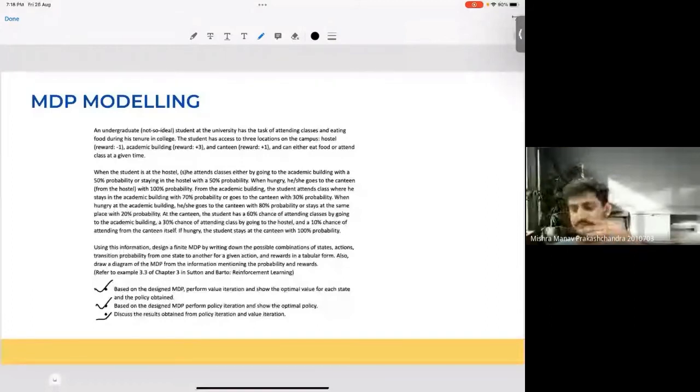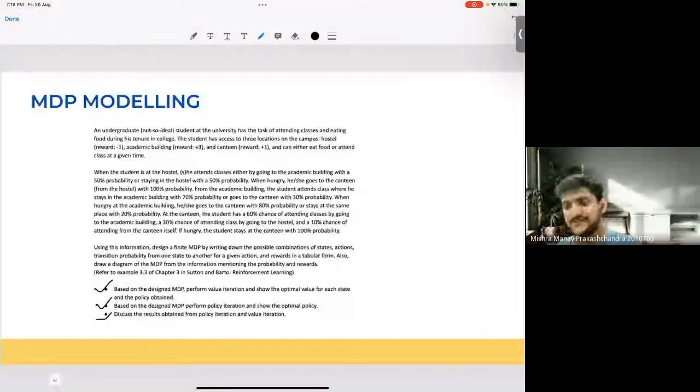And the student can access only three locations on the campus: the hostel, the academic building, or the canteen. On going to different places, the student gets a certain reward, and there are certain probabilities by which the student can stay in a place. The second paragraph gives the entire model of the system, or the university that the student is in.